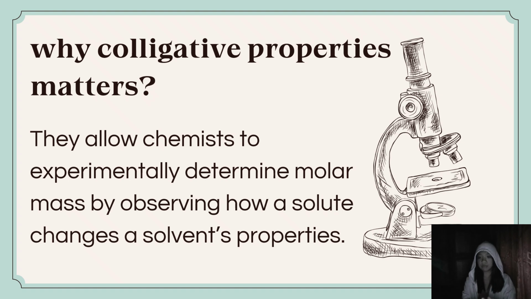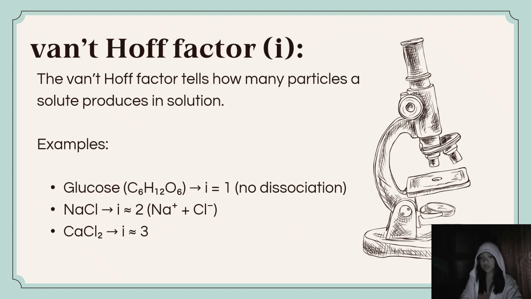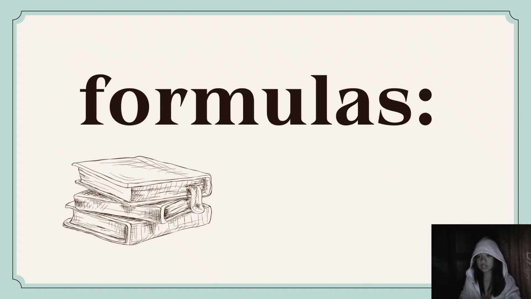So why do colligative properties matter? They allow chemists to experimentally determine molar mass by observing how a solute changes a solvent's properties. The Van't Hoff factor tells how many particles a solute produces in solution. So let's move on to the formulas and explanation of each colligative property.